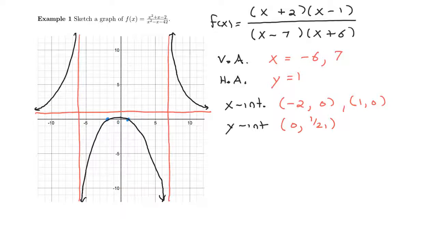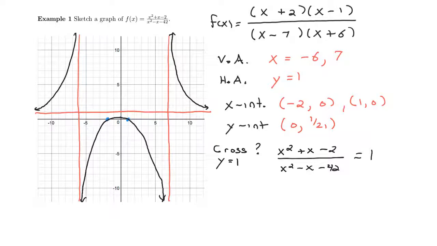There's one other feature that's a little strange about this graph, and that is this graph actually crosses over the horizontal asymptote. So it should cross y is equal to 1. And to figure out where that happens, it'll look like it's difficult to do, but it's actually pretty easy. I'm going to take my equation and set it equal to 1, which is in fact the horizontal asymptote. And I'm asking, does my equation ever equal 1?